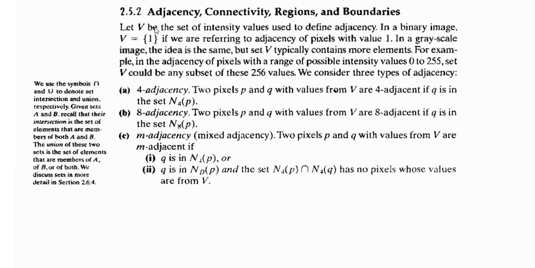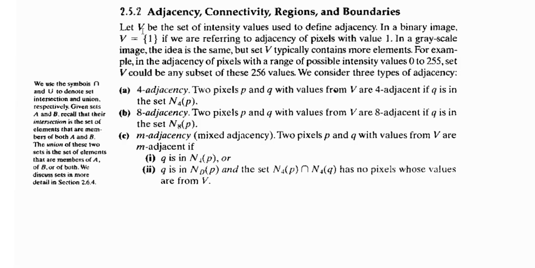In this lecture, we will be discussing adjacency, connectivity, regions and boundaries. So the first type of adjacency is four-adjacency, in which we have two pixels P and Q with values from V. V is a set, or a binary image, which has the value 1, and they are four adjacent if Q is present in the set N4 of P.